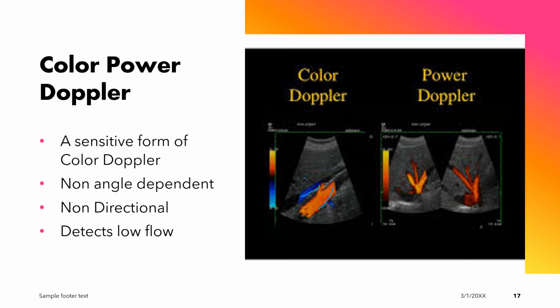So this works really well in certain areas. It's great when you're working on an ovary. You don't really care about the direction of flow. You just want to see if there's flow there. It's got very low flow. So your color power or your power angio can be very helpful in scanning areas with low flow.